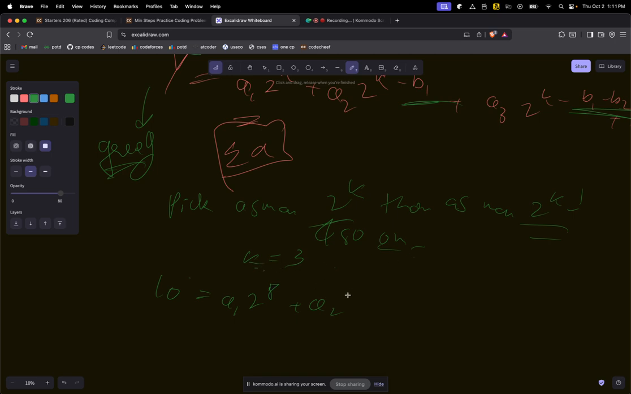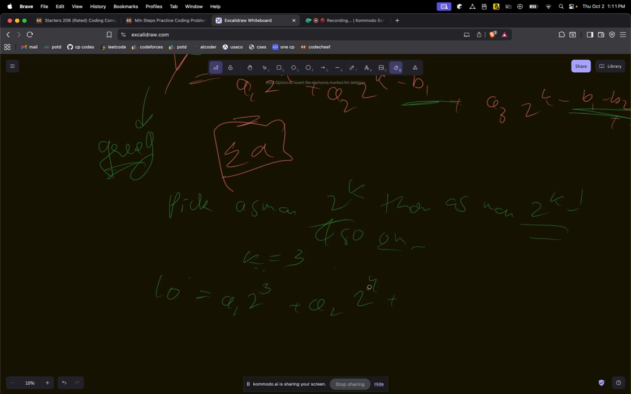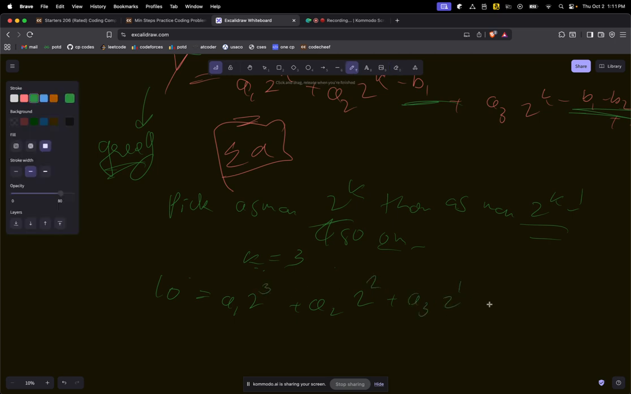So this would be a2 2 raised to the power 4, or rather 2 raised to the power 3, 2 raised to the power 2 plus a3 2 raised to the power 1 plus a4 2 raised to the power 0. So how many?